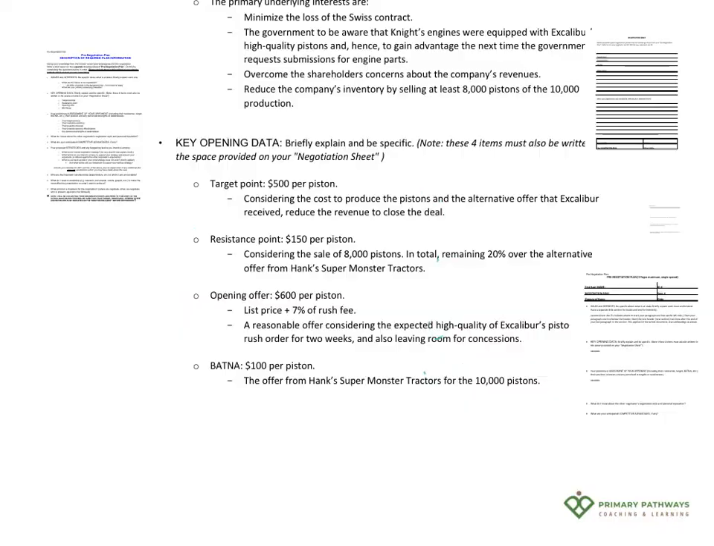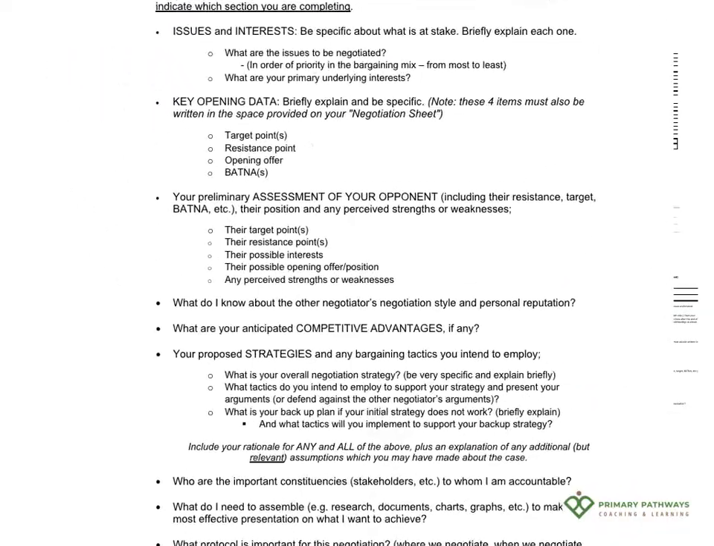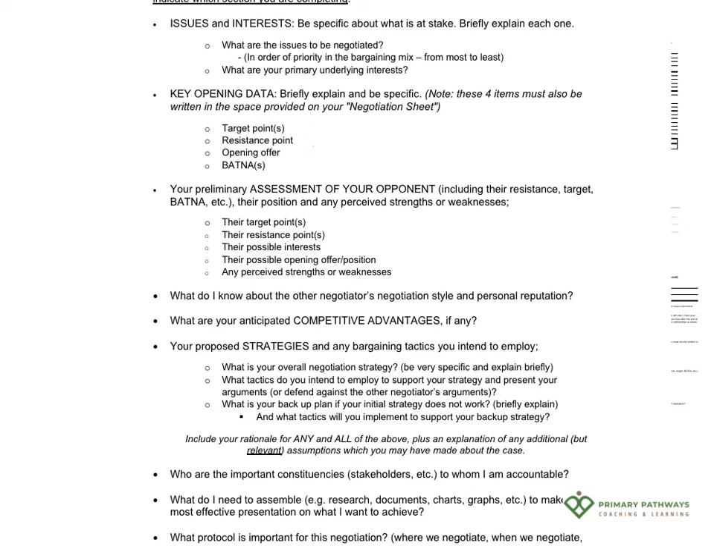Let's take a look now at the next section in the plan, looking at the guide. And this is your preliminary assessment of your opponent. This includes what you think their target point is, their resistance point is, their possible interests, and their possible opening offer or position, and then any perceived strengths or weaknesses in your opponent.